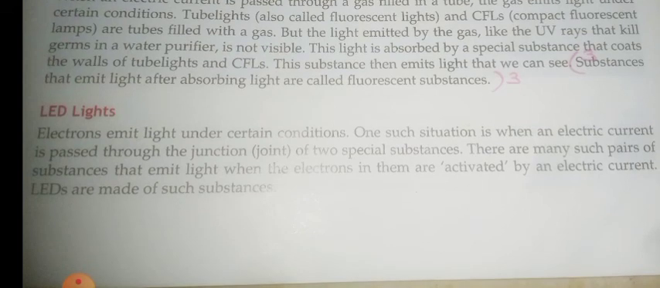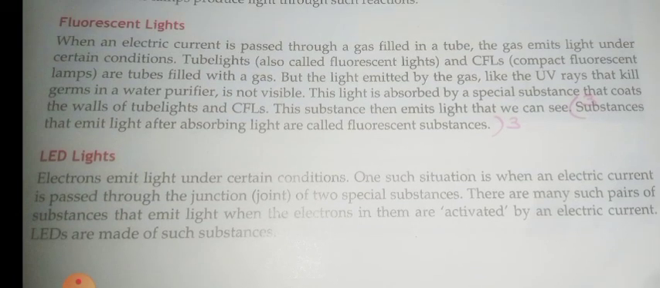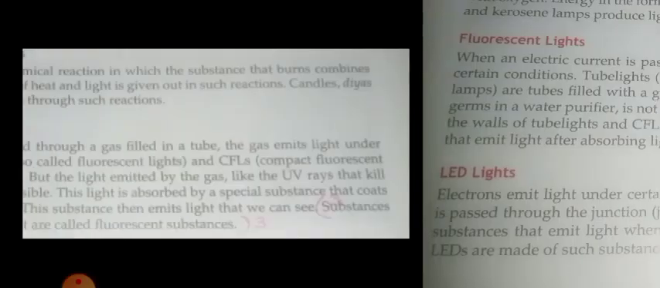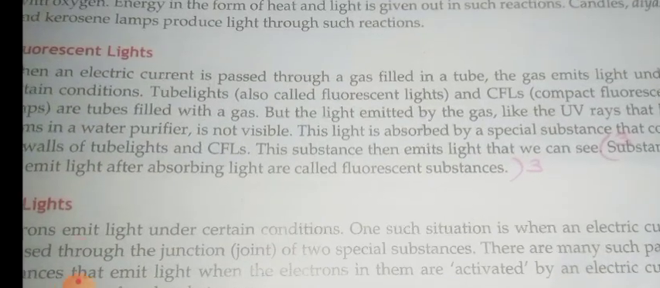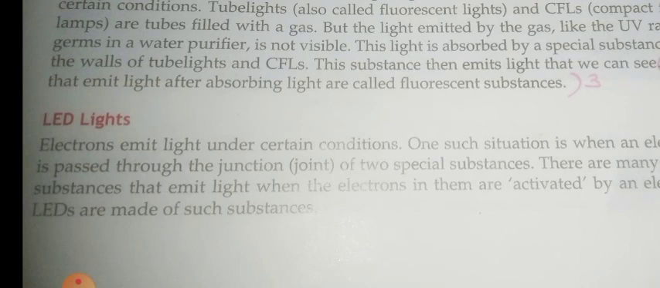Substances that emit light after absorbing light are called fluorescent substances. Fluorescent substances are the substances which absorb light and then glow. Such a thing is present in tube lights and CFL lamps. Is it clear, children? Hope you have understood. Yes, the next source is LED lights.